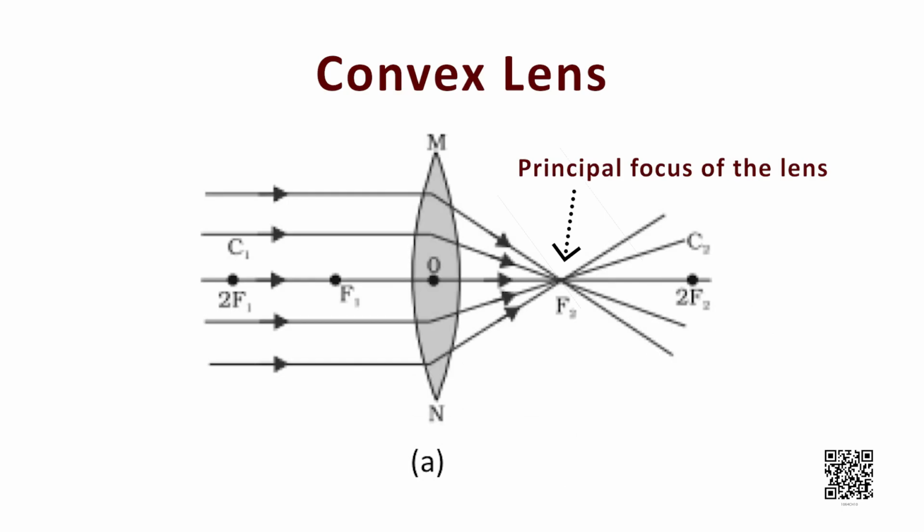If we carefully observe figure A, several rays of light parallel to the principal axis are falling on the convex lens. These rays, after refraction from the lens, are converging to a point on the principal axis. This point on the principal axis is called the principal focus of the lens.